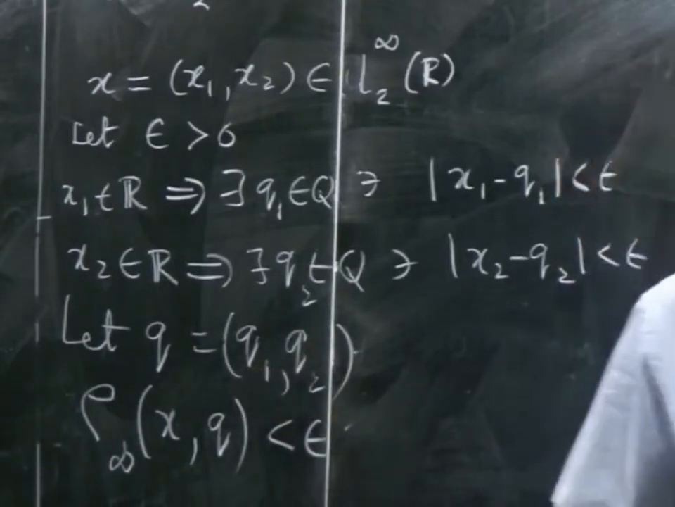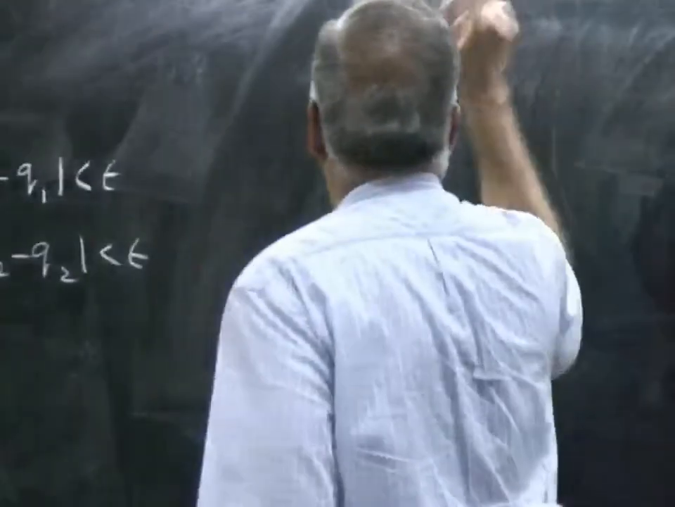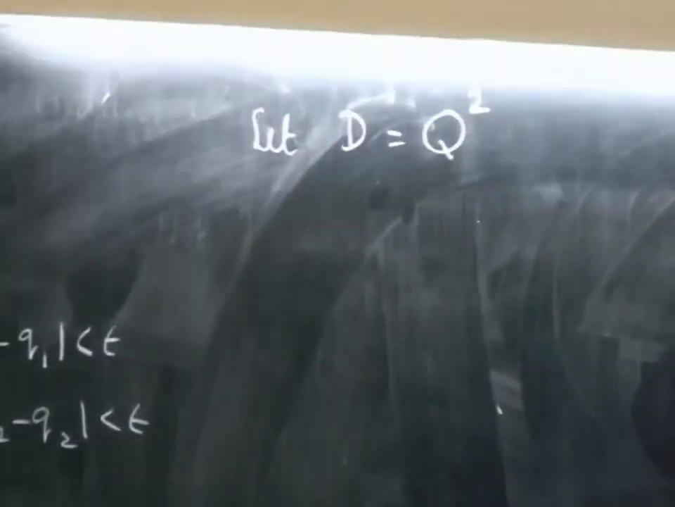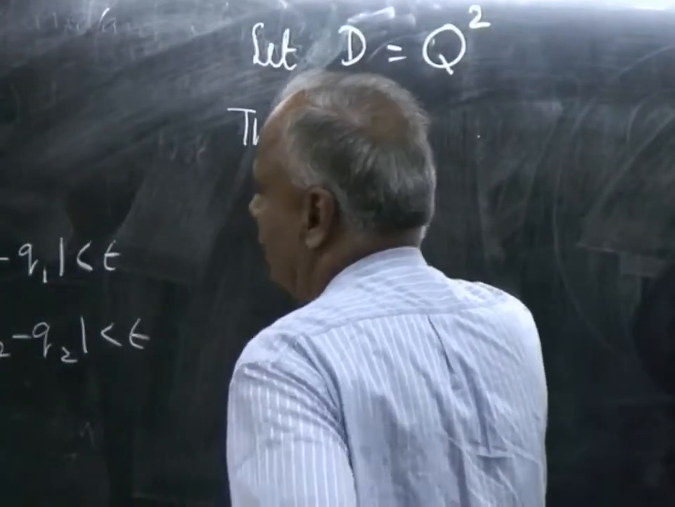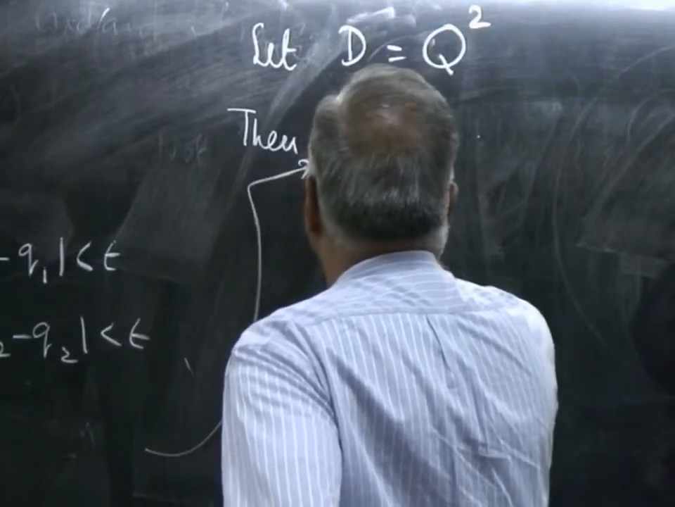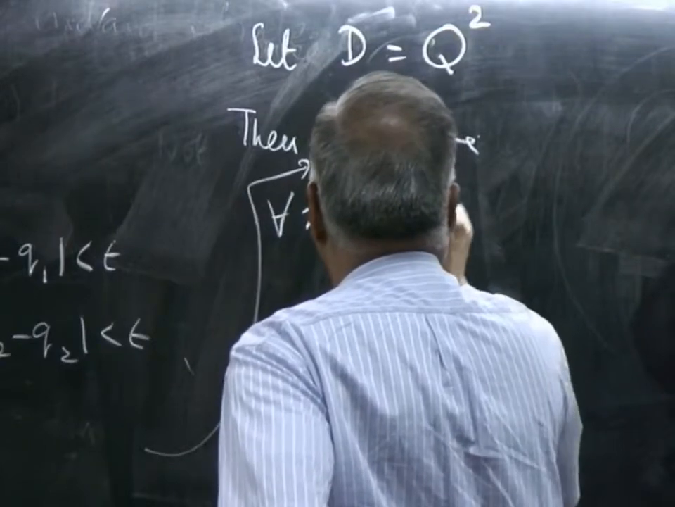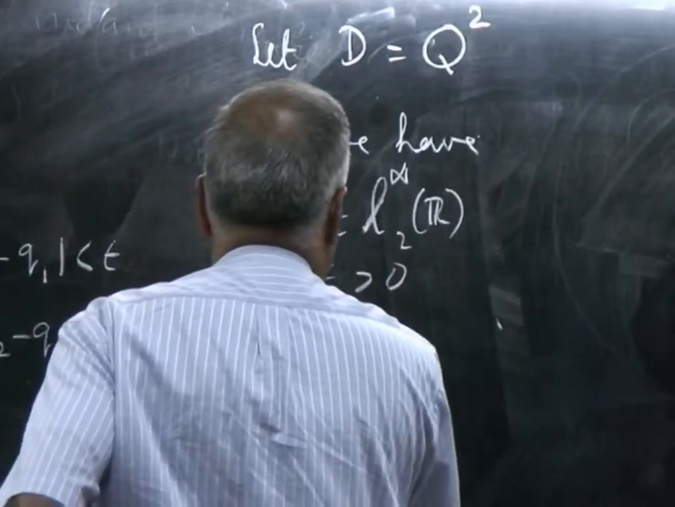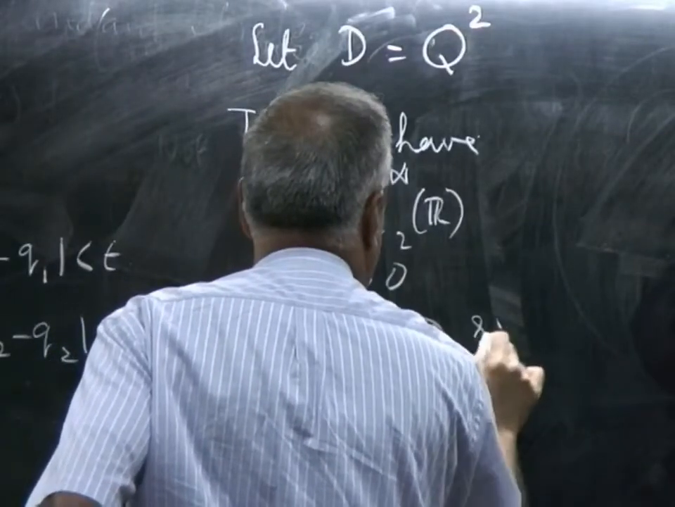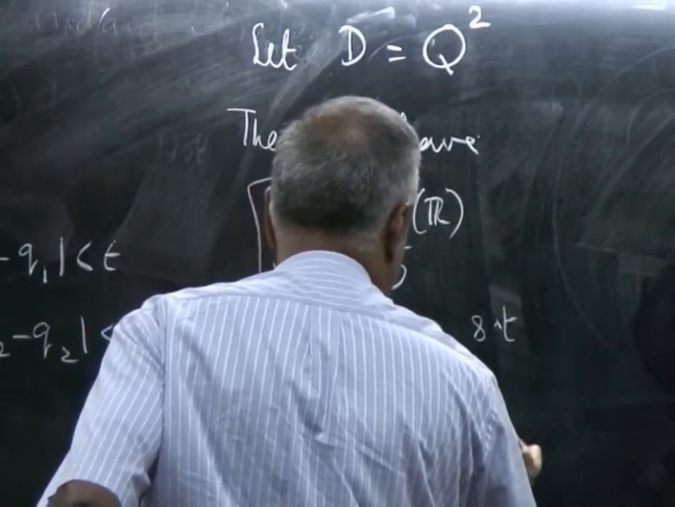Vectors, all the components are rational numbers. So what is the conclusion? So let D be equal to Q². What is Q²? Q cross Q, right? Then this gives, then we have for every x in L infinity to R², for every epsilon positive, there exists d in D such that rho infinity (x, d) is less than epsilon.